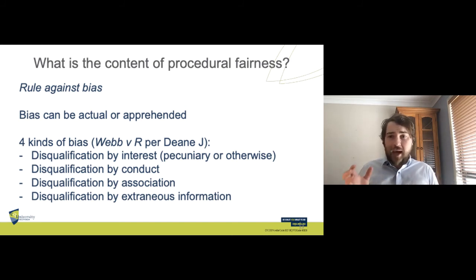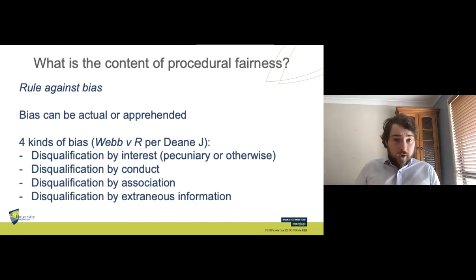And in Webb and the Crown, Justice Deane provided a summary of four different kinds of bias. Someone can violate the rule against bias by having an interest, a pecuniary or material interest. They've got some stake in the outcome themselves. For example, they stand to make money if the decision is resolved in a certain way. Obviously, that's going to be pretty biased.